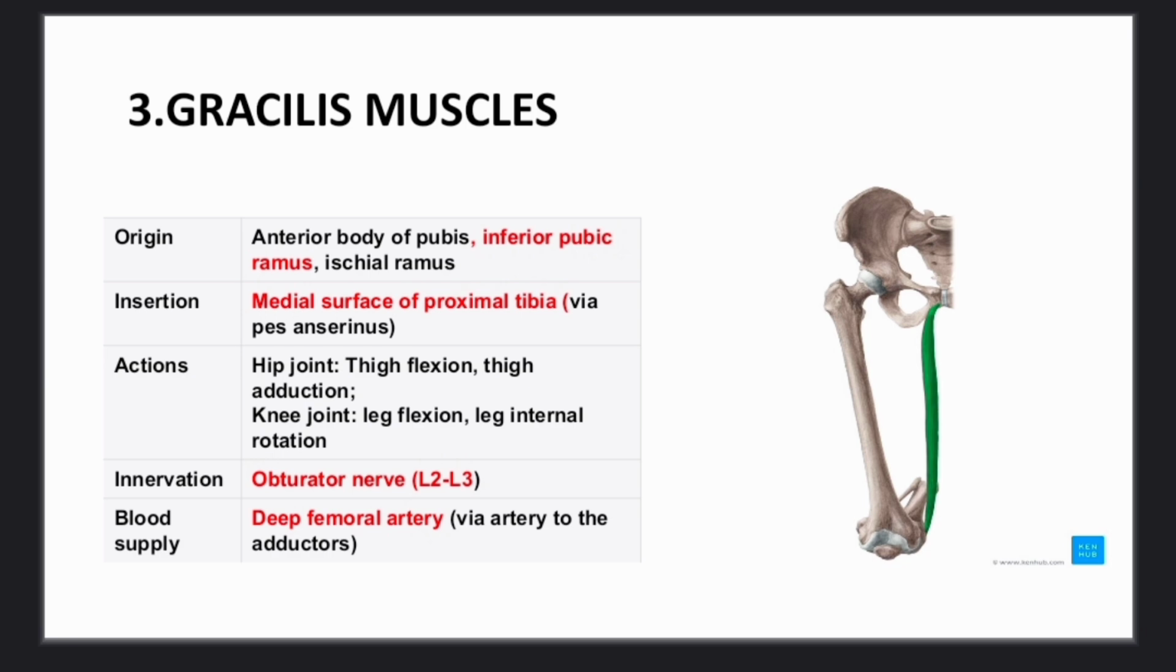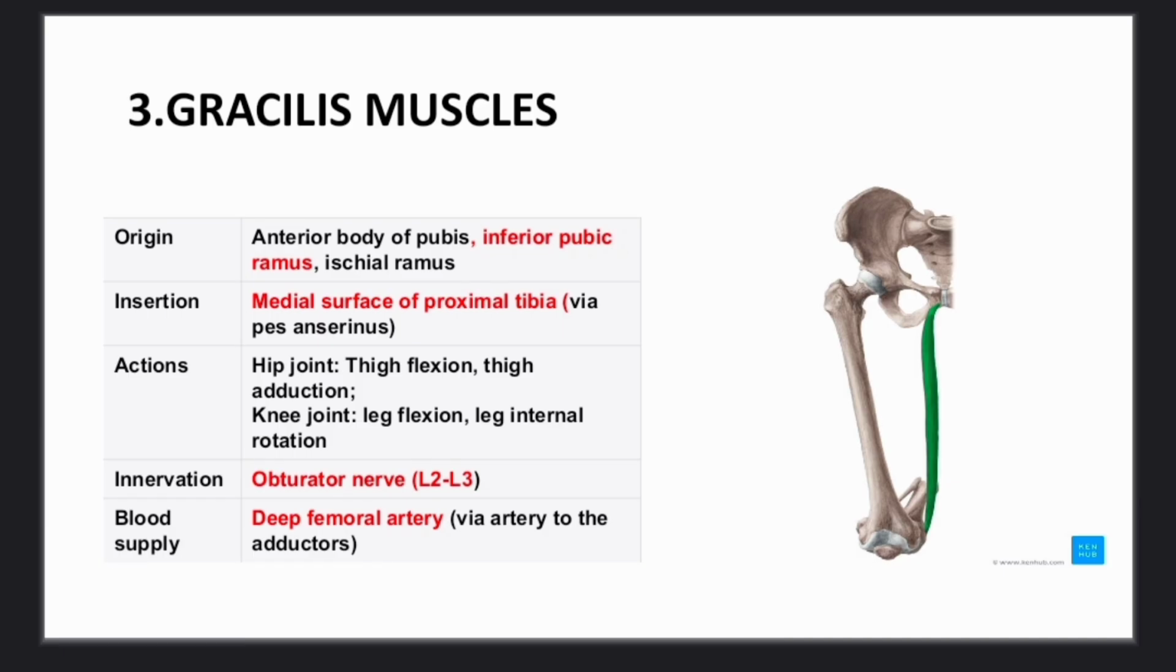Third muscle is gracilis muscle. It originates from the inferior pubic ramus and the anterior body of the pubis, and insertion is onto the medial surface of the proximal tibia through the pes anserinus tendon. Then action at the hip joint: it helps in thigh flexion and thigh adduction. For the knee joint, it assists in leg flexion and internal rotation of the leg.